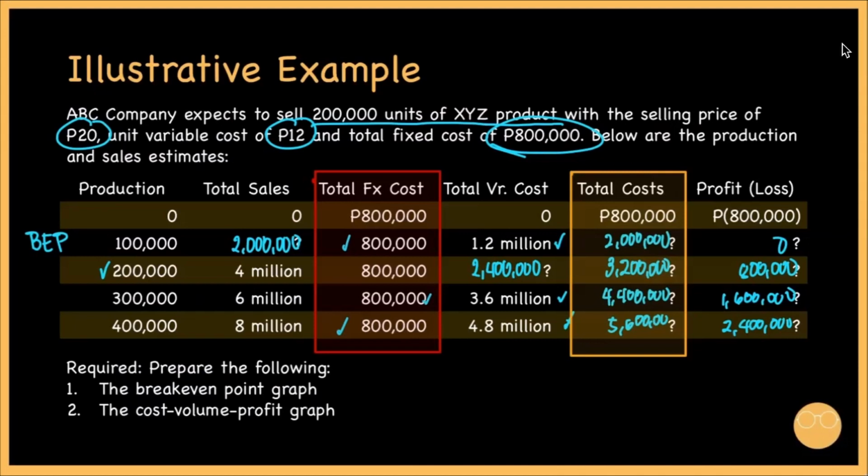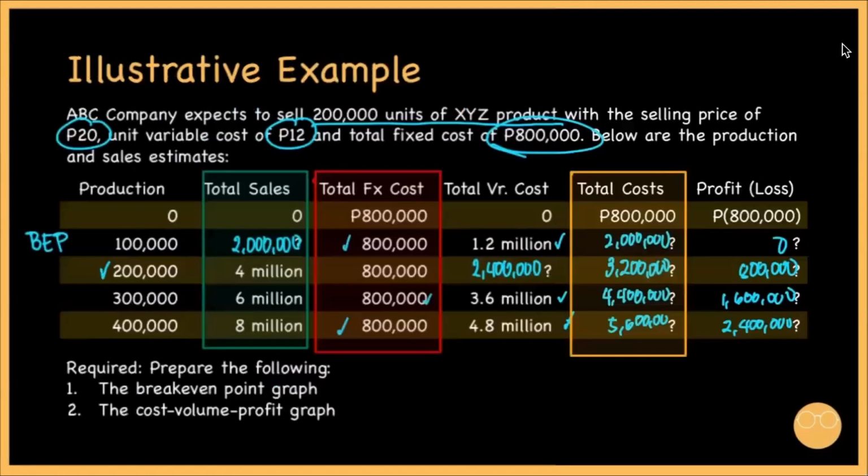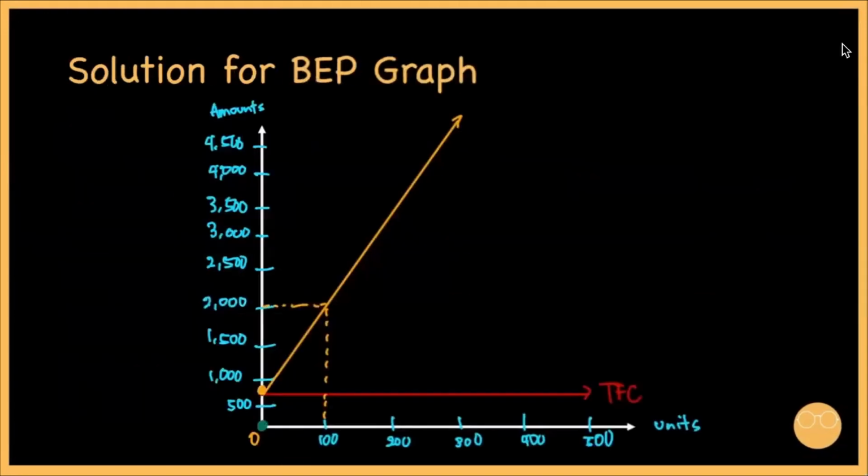Next, it says here that if there will be 0 production, then understandably, there will be 0 sales. So let's use 0 level of production, then 0 sales. Then let's look for the next level of production. If there will be 100,000, there will be 2 million sales, okay? So 100,000, then there will be 2 million sales as well, just like with our total cost.